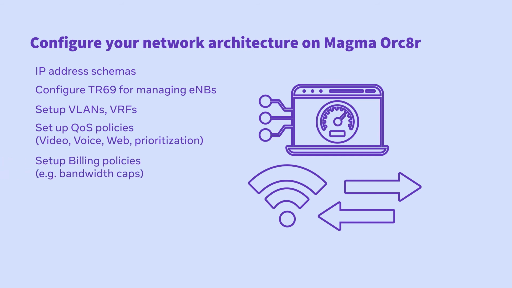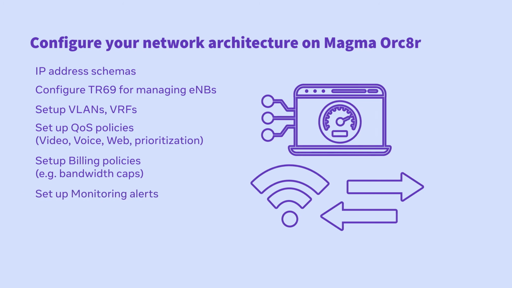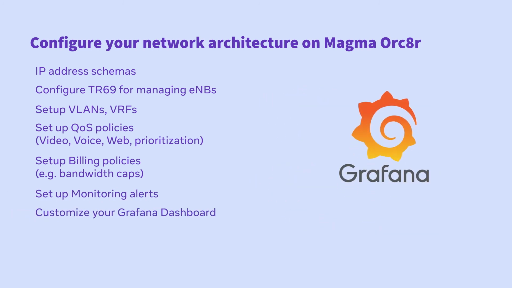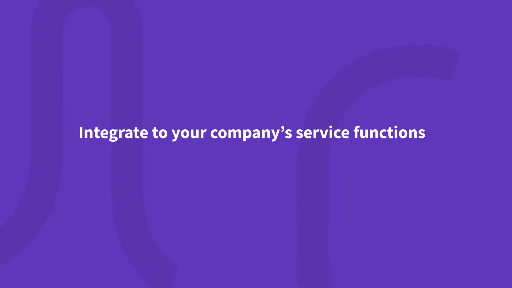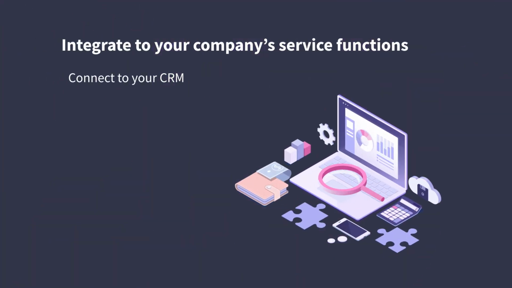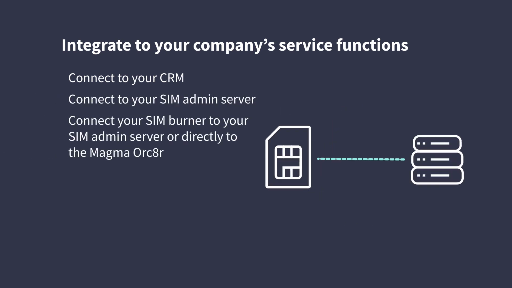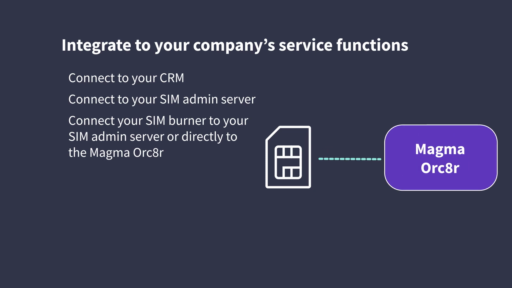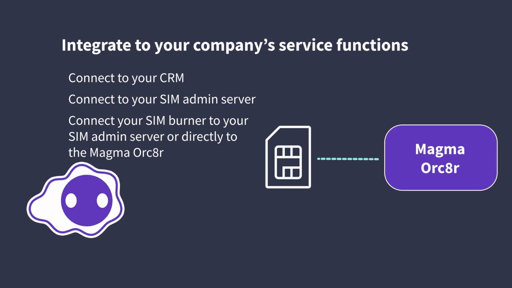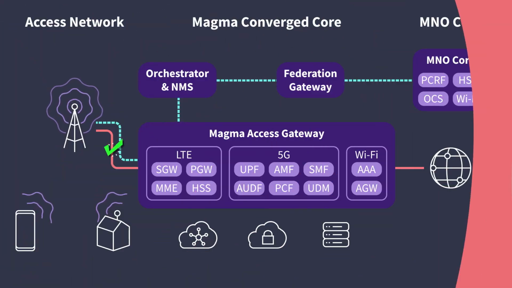From there, you'll set up your billing policies, bandwidth caps, monitoring alerts, and you can customize your Grafana dashboard. Integrate your company's service functions by connecting your CRM, the SIM admin server, and finally, connect your SIM burner to your SIM admin server or connect it directly to the Magma Orchestrator. You did it! You're now ready to test and make sure that everything works.